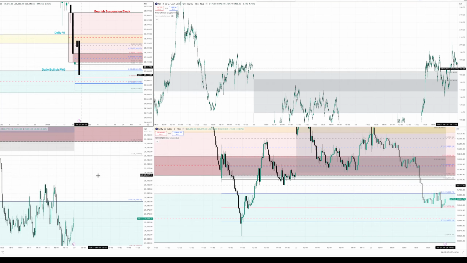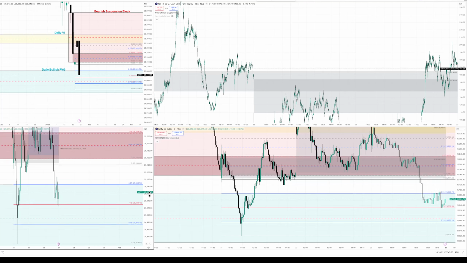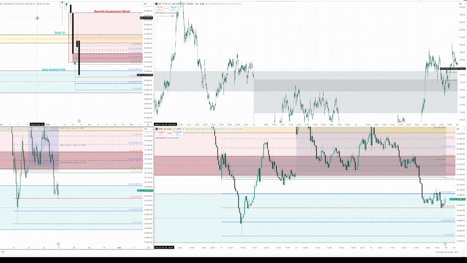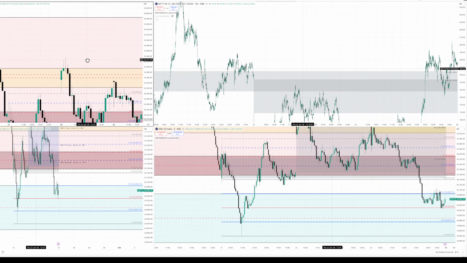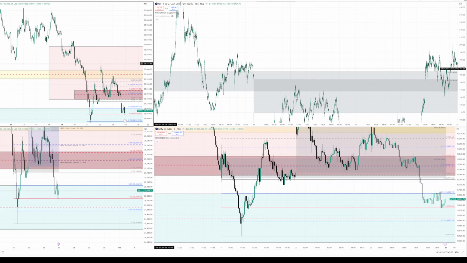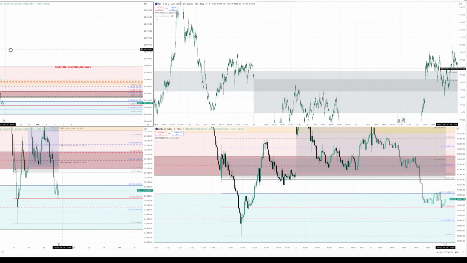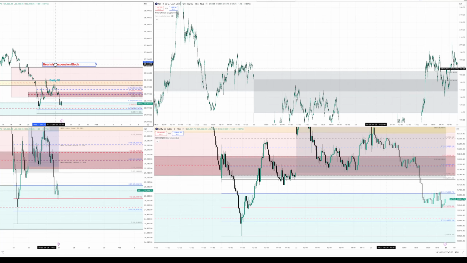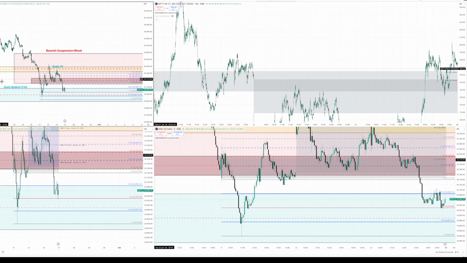This was the daily chart, and we'll make this a 15-minute chart. In the 15-minute chart, we want all these things here: daily volume balance and suspension block, the bearish suspension block, and the daily bullish fair value gap.